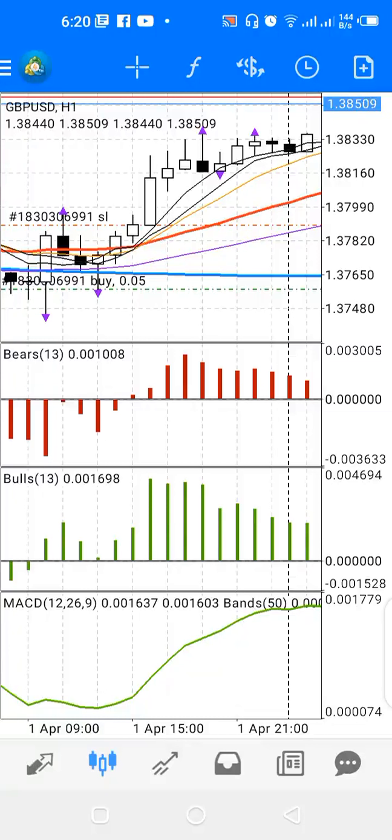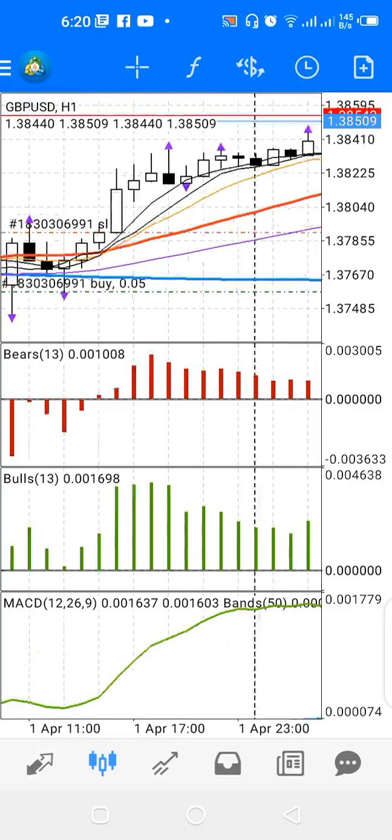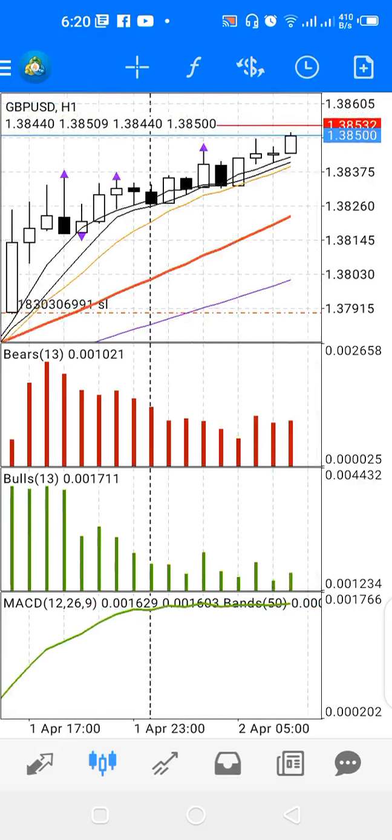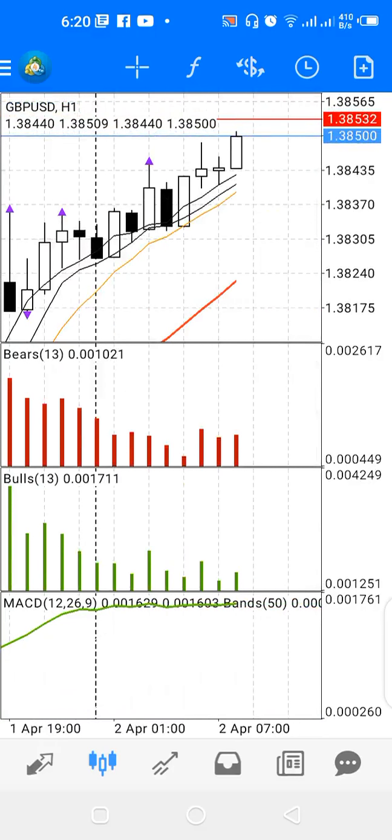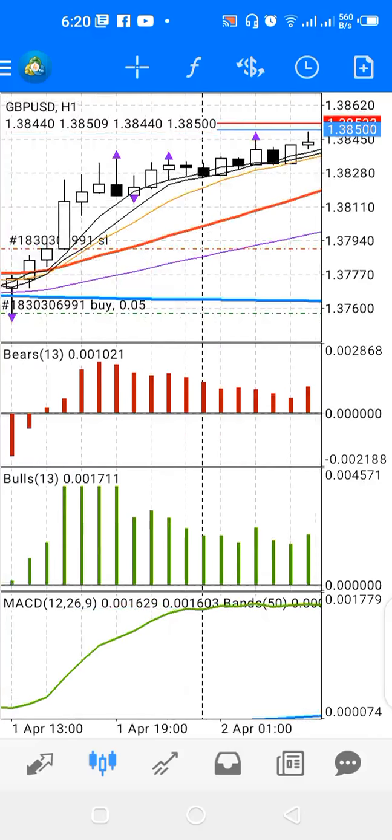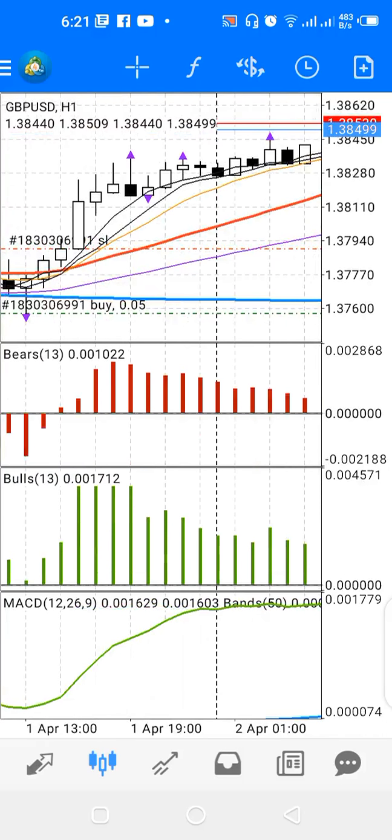Today we'll be looking at a strategy you can use to trade GBPUSD on the 1 hour time frame. On my screen I have GBPUSD on the 1 hour time frame, and I have four windows.